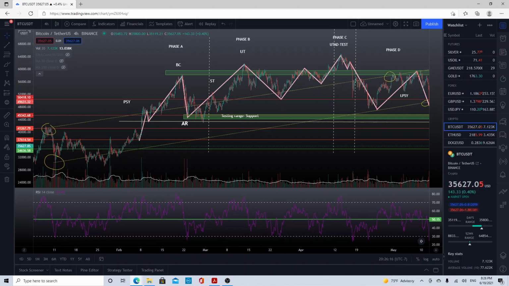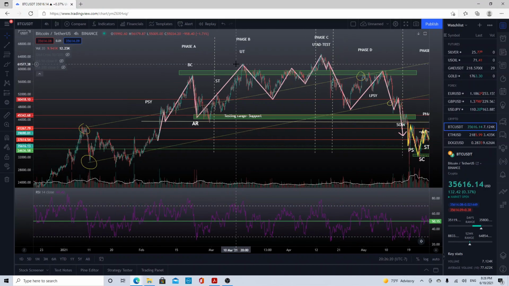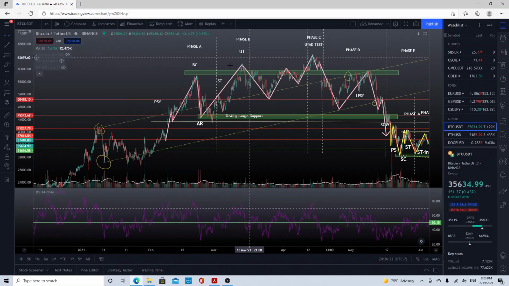So let's go to phase B. Phase B, where you had the upthrust being tested on the buying climax. This is where it starts to build a cause for preparation for a new downtrend. This is the downtrend that's actually coming. So phase B even comes before the downtrend. So we are starting to build a downtrend, right? So there has to be a cause for the downtrend.